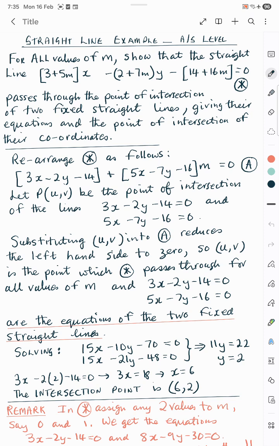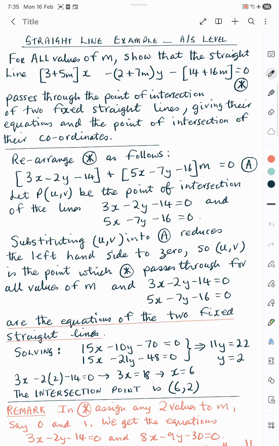So we'll start by rearranging that first equation as follows. In the first bracket, we have 3x - 2y - 14, plus, in the second bracket, 5x - 7y - 16, all multiplied by m, equal to 0.